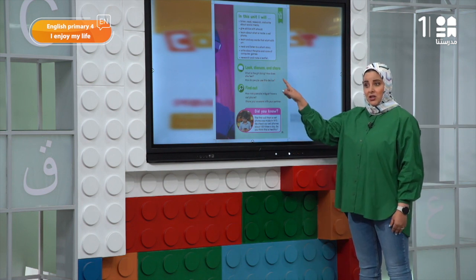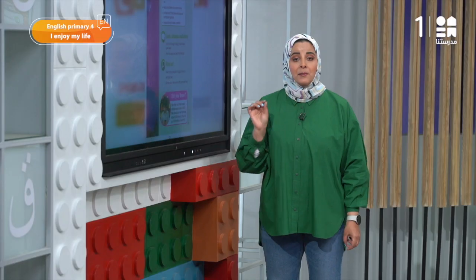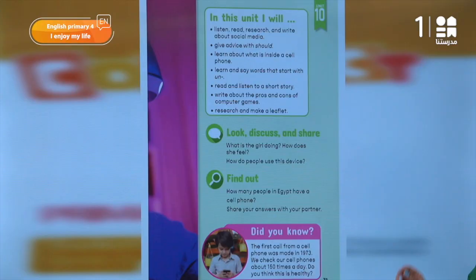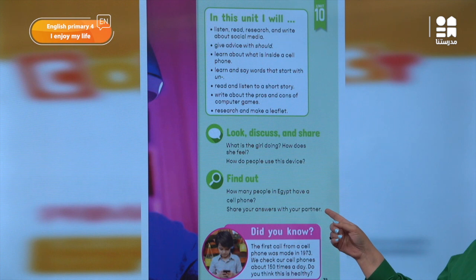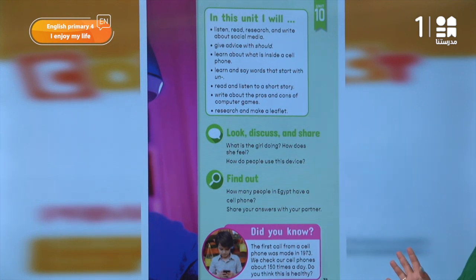In Look, Discuss and Share, think about the following questions. The first one, what is the girl doing? How does she feel? How do people use this device? Find out how many people in Egypt have a cell phone.